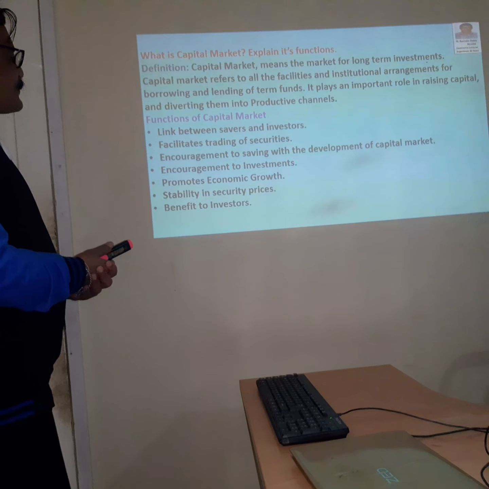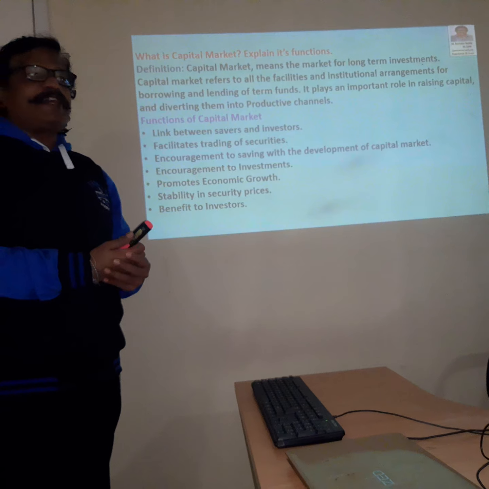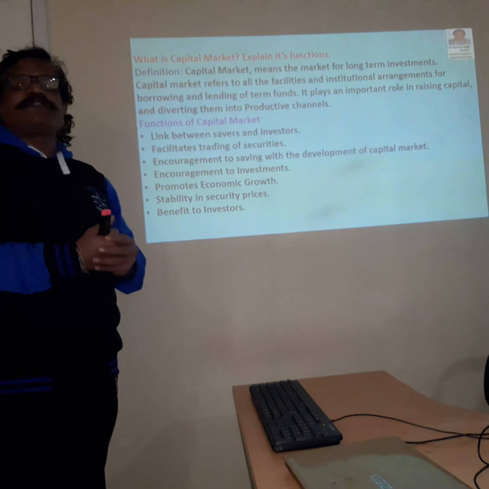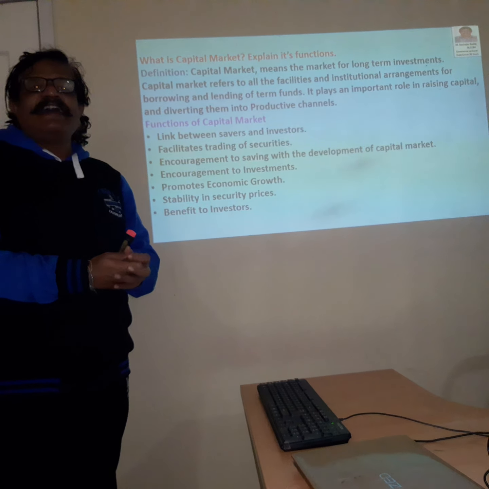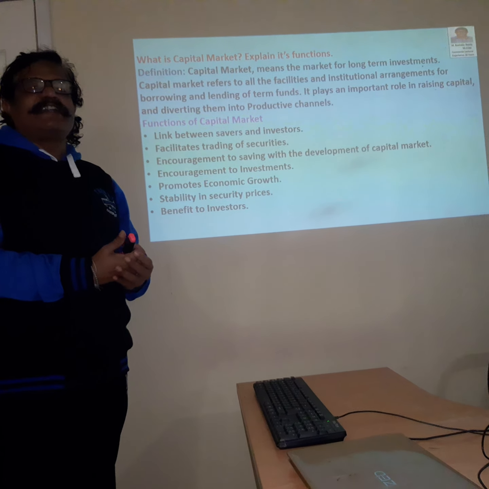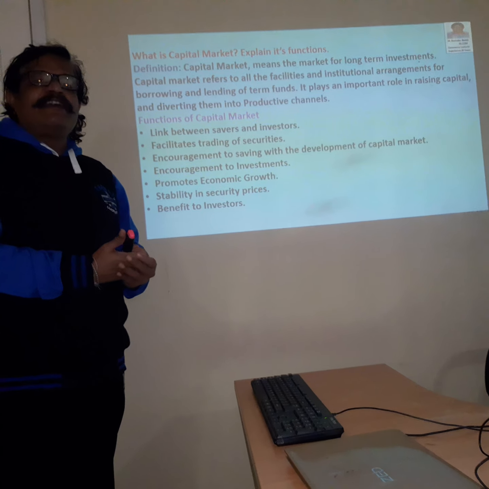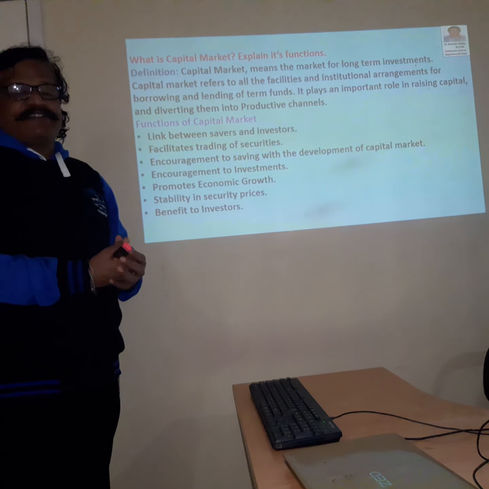Next one, stability in security prices. It will see that stable prices are always maintained without much fluctuation, because it controls the demand and supply, and it tries to maintain a decent price, so that it should not hurt any field or any community or any person, investors as well as savers.